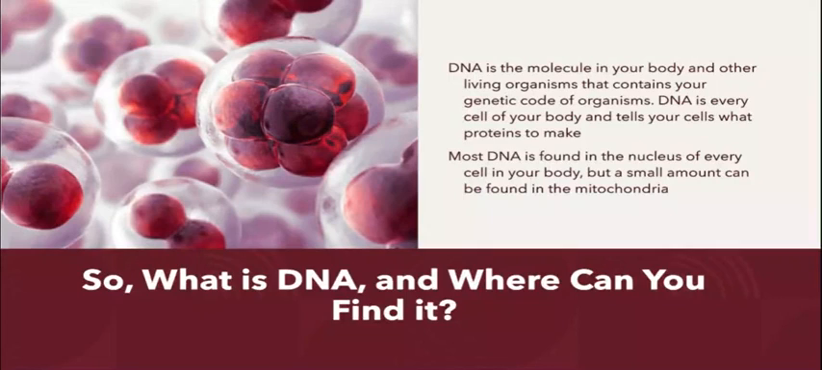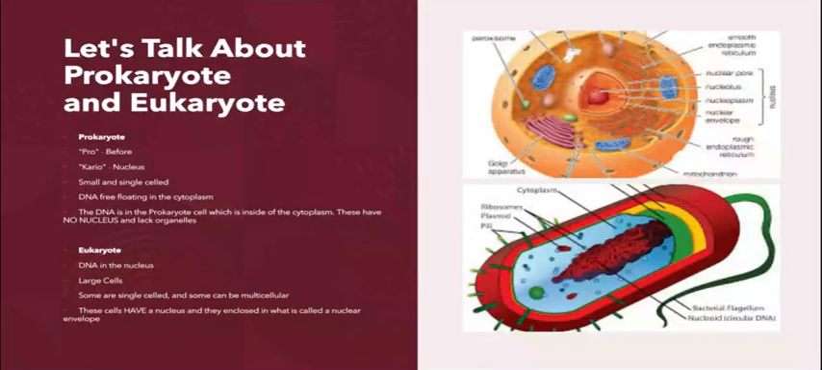DNA is the molecule in our body and other living organisms that contains our genetic code. DNA is in every cell of your body, and it tells your cells what proteins to make. So every living organism ever has DNA, and it's like a blueprint of your body and the structure that you have. Most DNA is found in the nucleus of every cell in your body. However, a small amount can be found in the mitochondria.